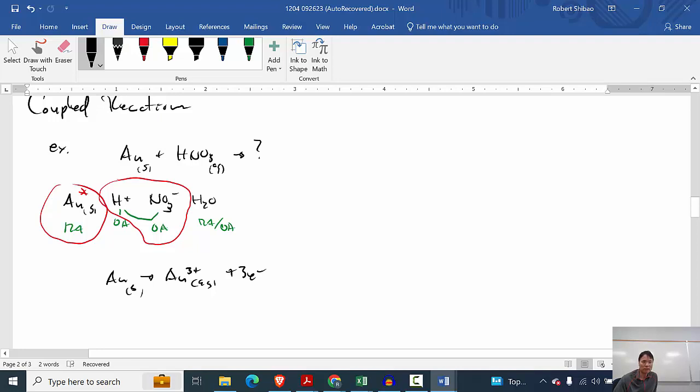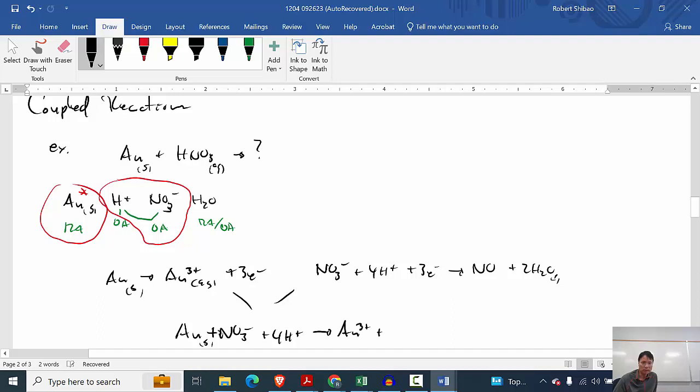Okay, then we have our nitric acid. So this is going to be nitrate plus 4H plus actually three electrons in this case. It's going to go to NO plus two waters. And then we'll add up these two equations. Well, it just so happens three electrons lost, three electrons consumed, so electrons balance. And so we end up with solid gold plus nitrate, plus 4H plus. This is going to yield gold 3 plus, nitric oxide gas, plus two waters.